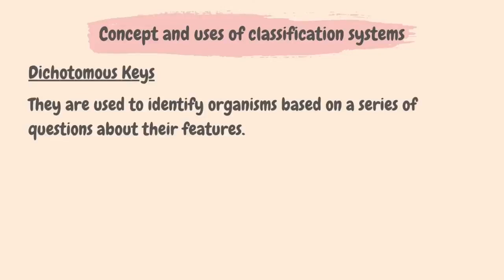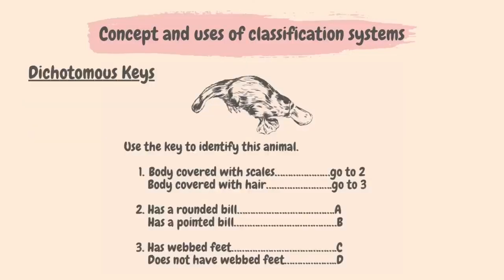Let's look at an example of how we can use dichotomous keys. This is a simple question from a past paper where we must choose the correct answer by navigating through the dichotomous keys. There's a picture of an animal given, and we may first read through the descriptions in 1 to choose where to go next. The 2 descriptions are body covered with scales and body covered with hair. By looking at the picture, we can see that this organism's body is covered with hair. So we must go to 3. The descriptions in number 3 are has webbed feet or does not have webbed feet. You may notice that the organism has webbed feet. Therefore, the answer is C.